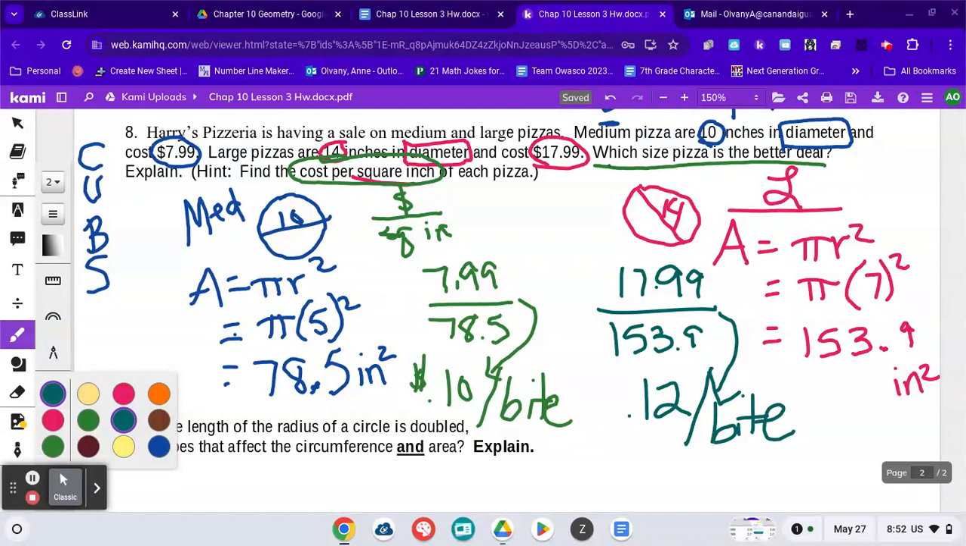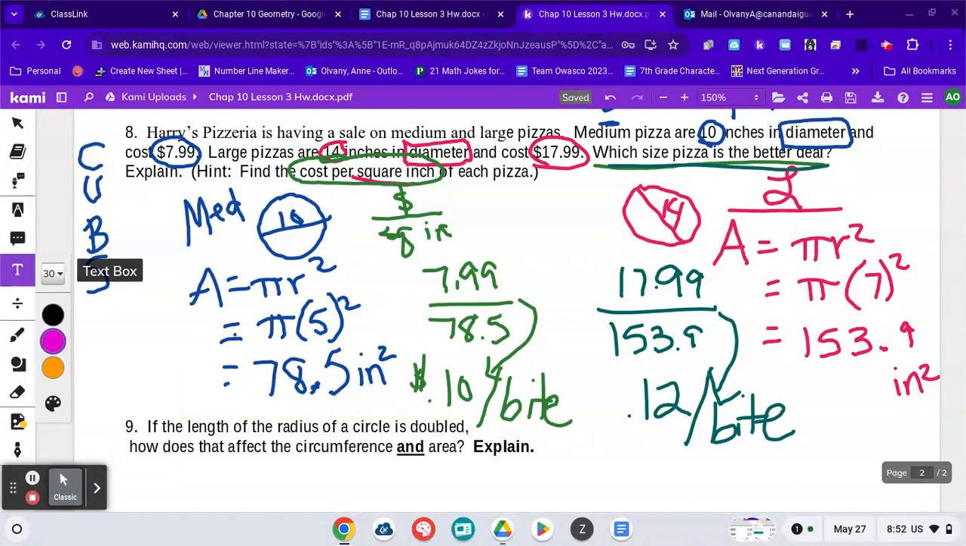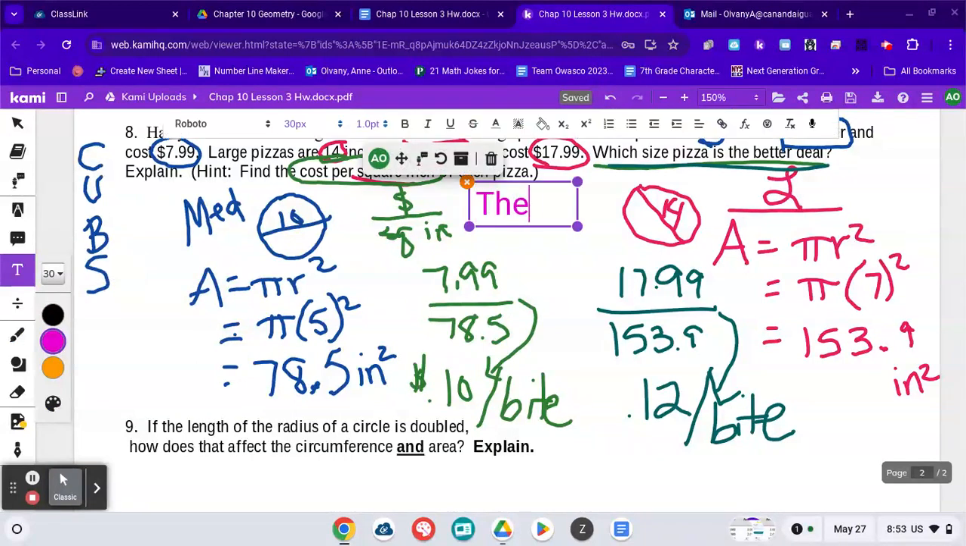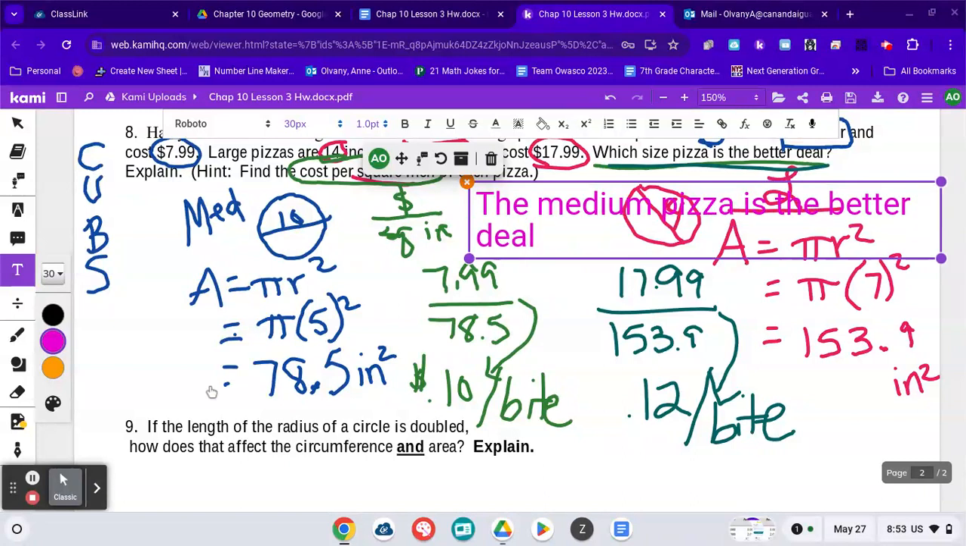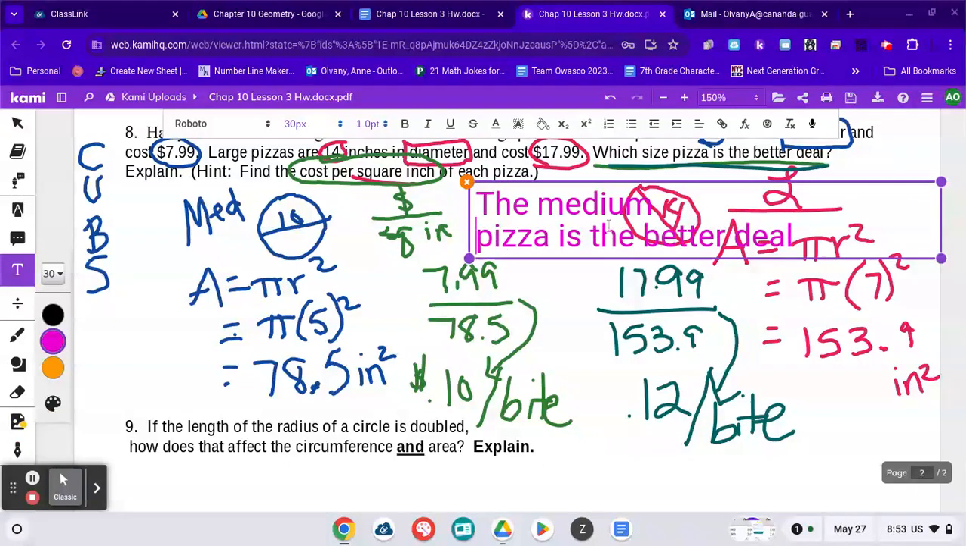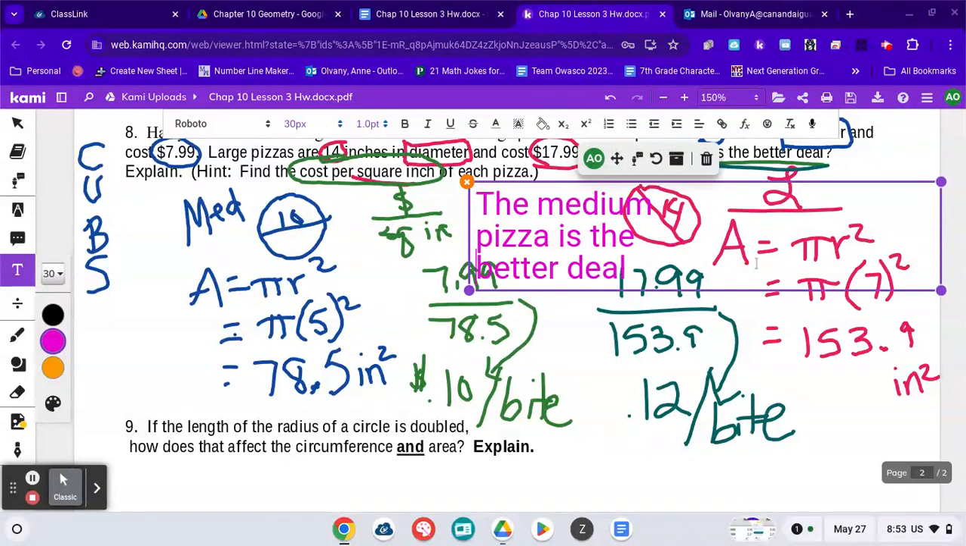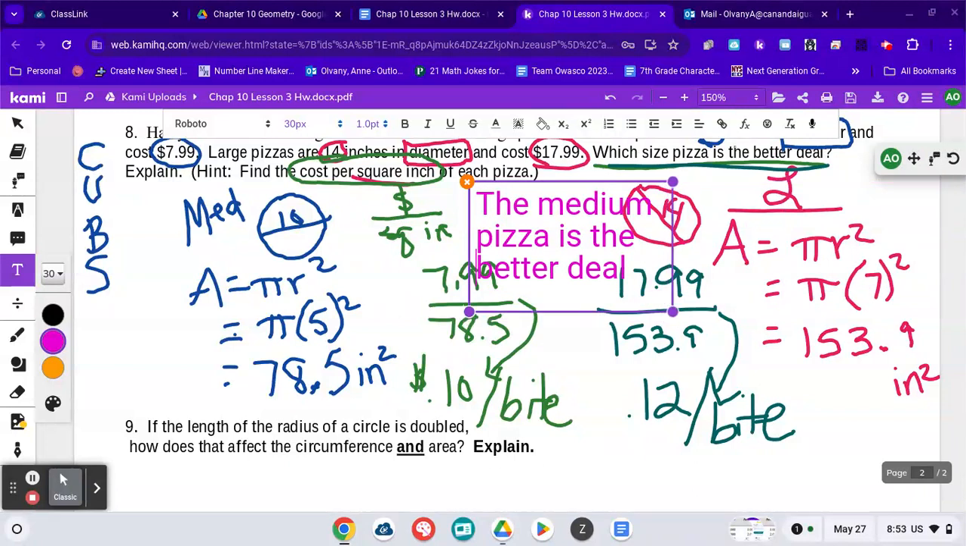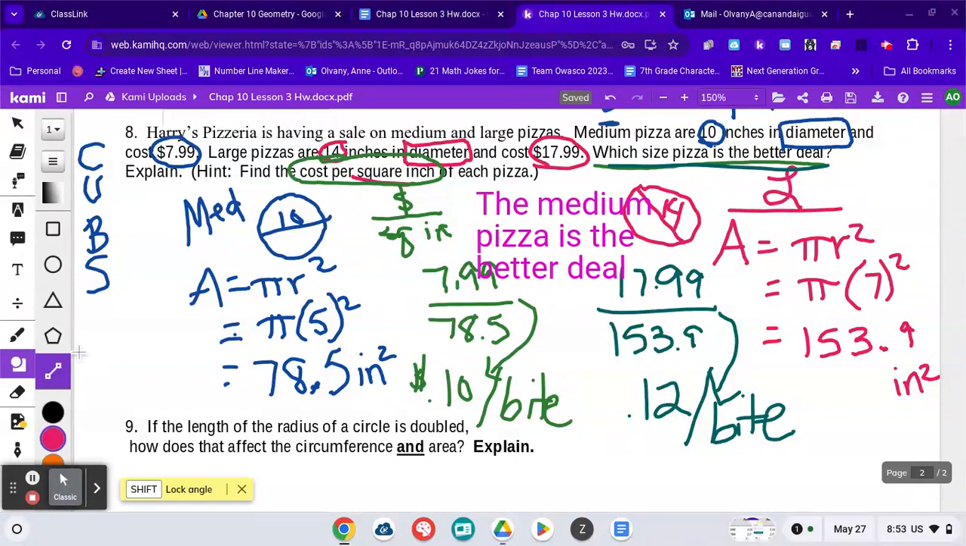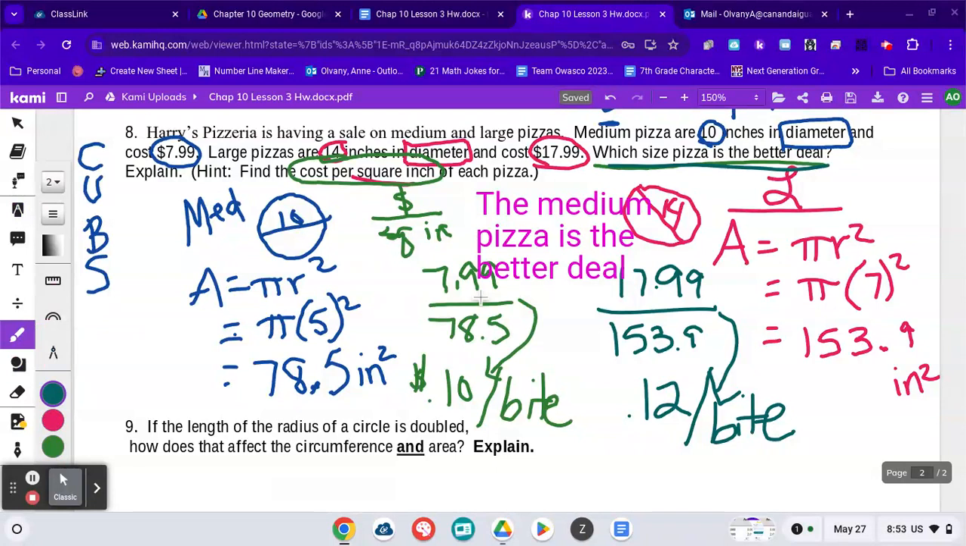And so the question is, which size pizza is the better deal? I'm going to do some typing somewhere. And I'm just going to say, in this case, the medium pizza is the better deal. I don't know how to do that so that we can see it all, but I'm going to do my best. There we go. Okay, the medium pizza is the better deal. That was a heck of a lot of work. And it used something from our past, which was this whole ratio, money goes on top, comparing money.